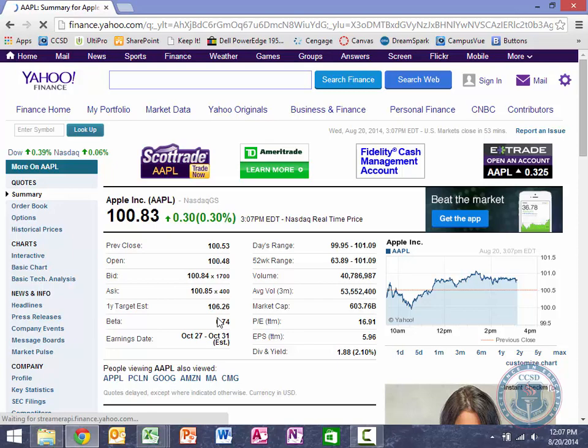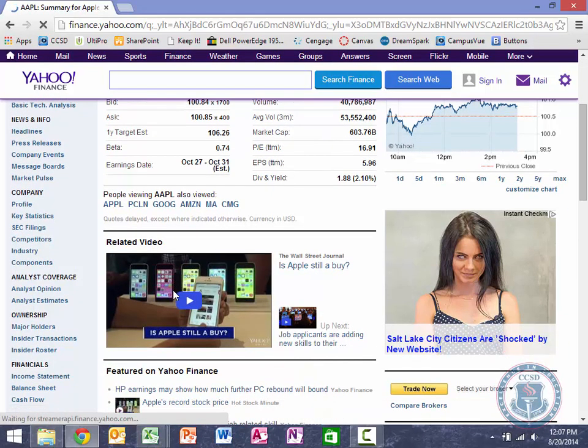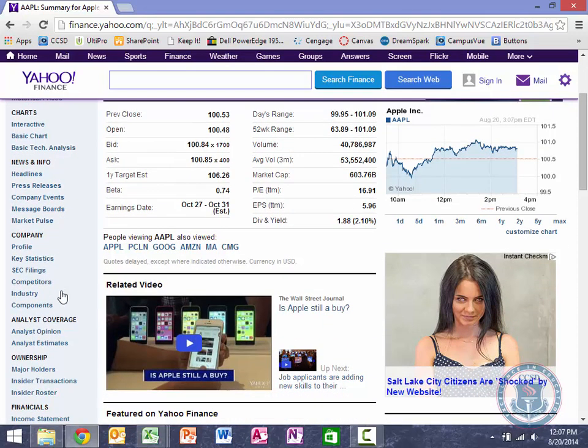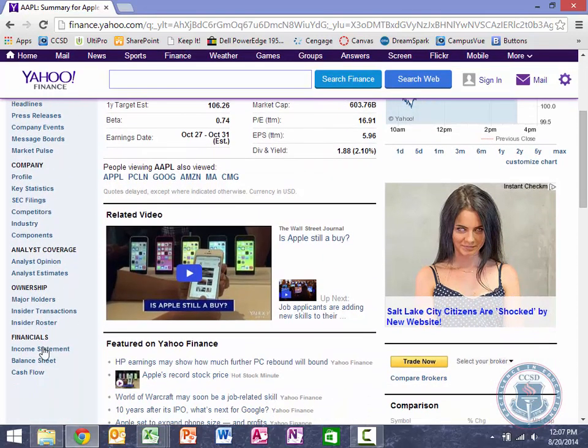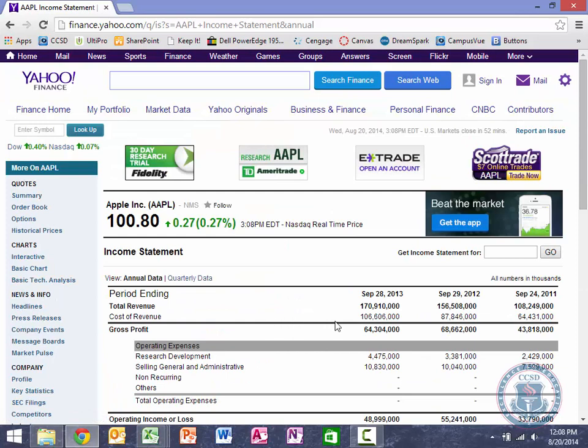Okay, so we see this right here. We have a bunch of information here. But if we go to key statistics, financials, income statement, click. Now, because it's a publicly traded company, they have to make this available to everybody. So we can click on an income statement. I told you in the future we're going to be looking for these things, because this gives us comparison year over year over year.